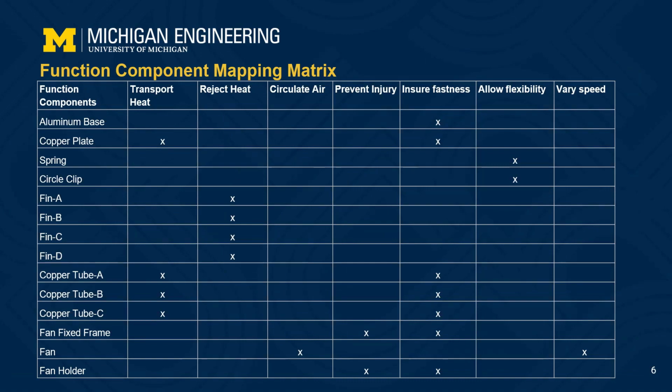Here we have the function component mapping matrix. It shows how the functional components correspond to the leaves in the FAST diagram. All the components have 1 to 2 functions. The secure components function requires the most components to work, which can indicate a potential redesign.